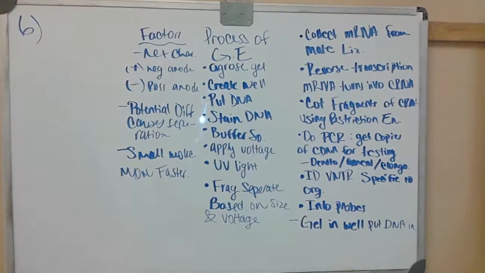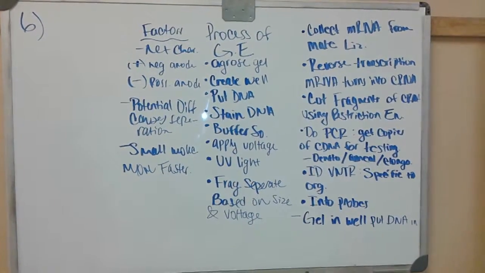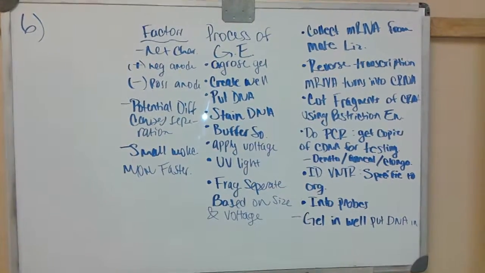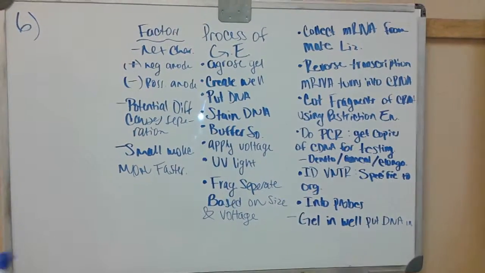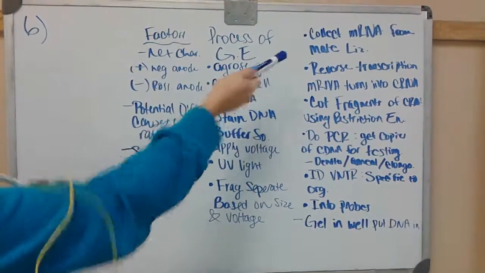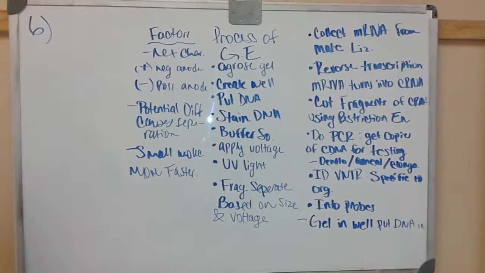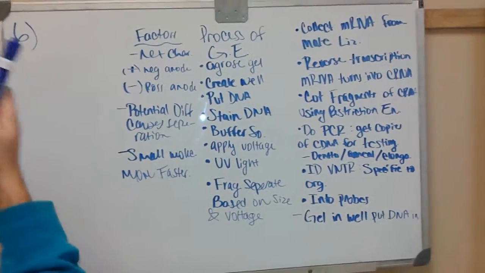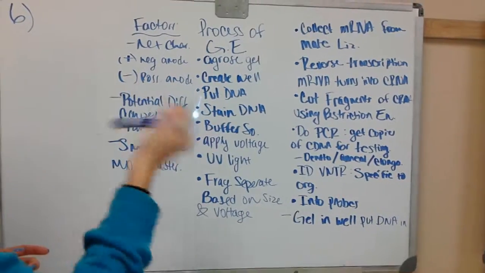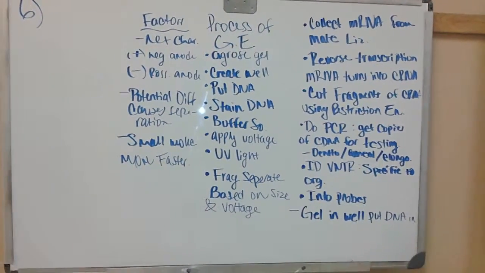Number 6, we're going to be looking at how to compare the DNA of the father to its offspring, basically to determine paternity. So what we're going to be doing here is collecting mRNA from the male lizard, which would be the father, and then we're going to reverse transcribe it so the mRNA turns into cDNA.